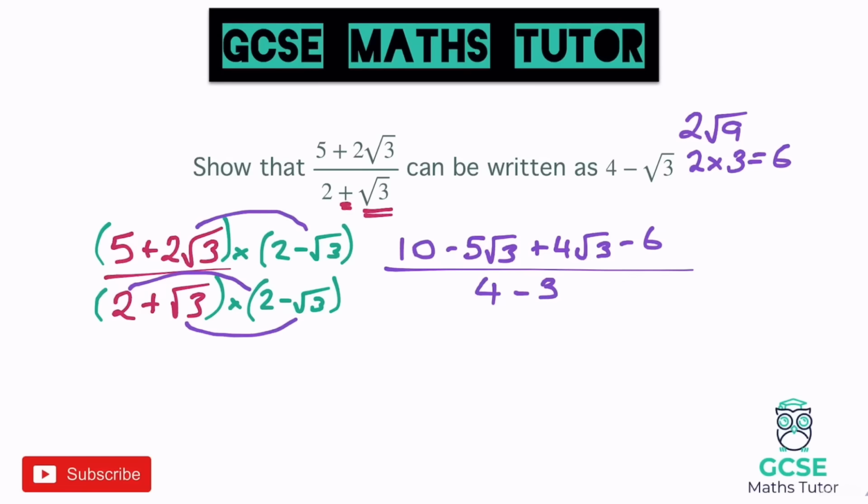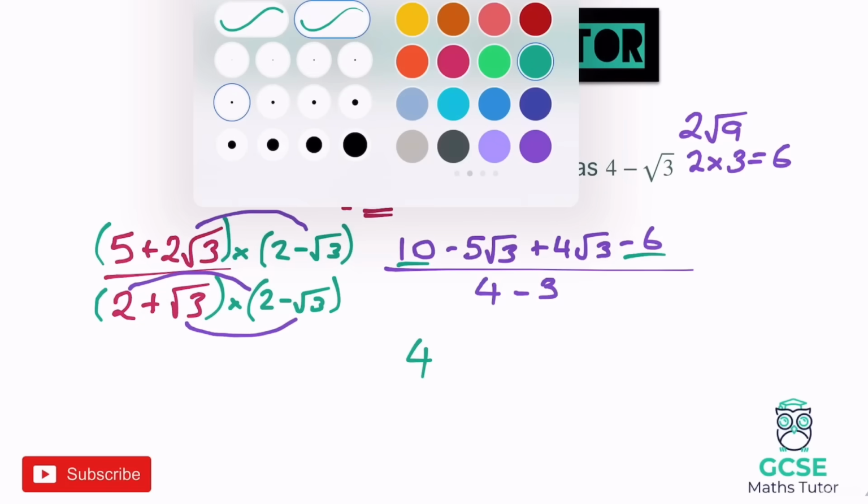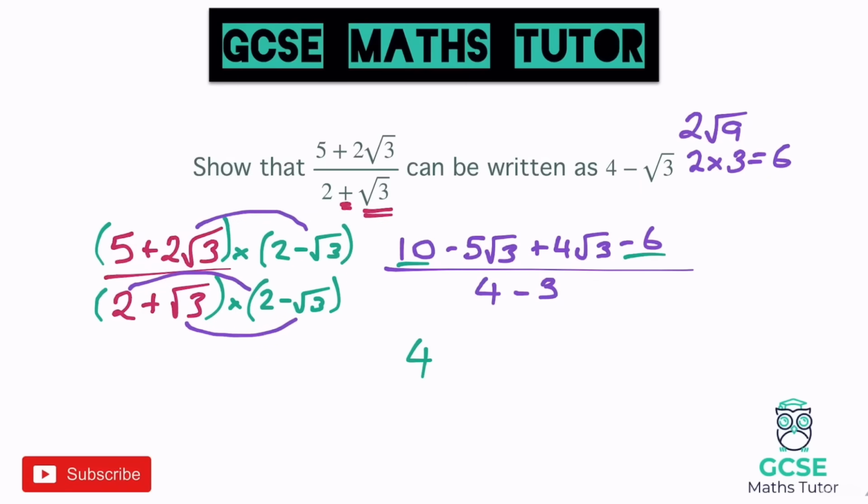Let's tidy up what's on the top. So on the top there we have 6 and the 10, so we've got 10 minus 6, which is 4. We've got negative, let's do this in a different colour, we've got negative 5 root 3 add 4 root 3. Negative 5 add 4 is negative 1, so minus 1 root 3 or minus root 3. And that's all over 4 take away 3, so it's over 1.